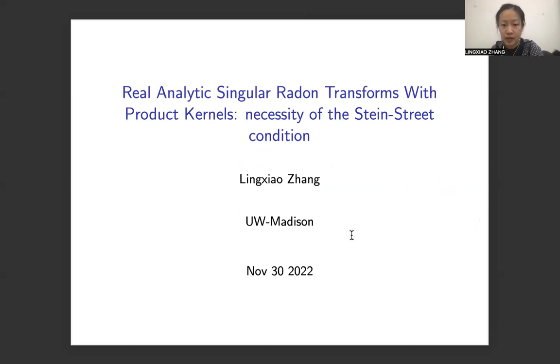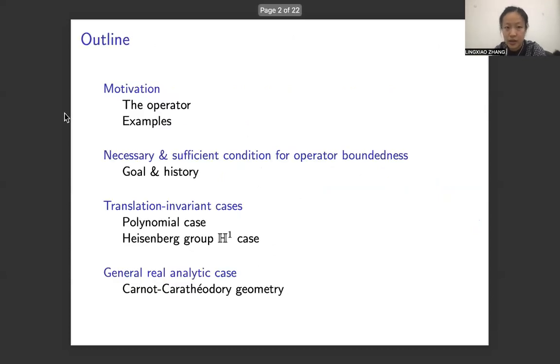Hello. I'm going to talk about real analytic singular Radon transforms with product kernels, necessity of the Stein-Street condition. I will first talk about what the operator is, and then give some concrete examples as motivation. After that, I will give a necessary and sufficient condition for the operator boundedness.